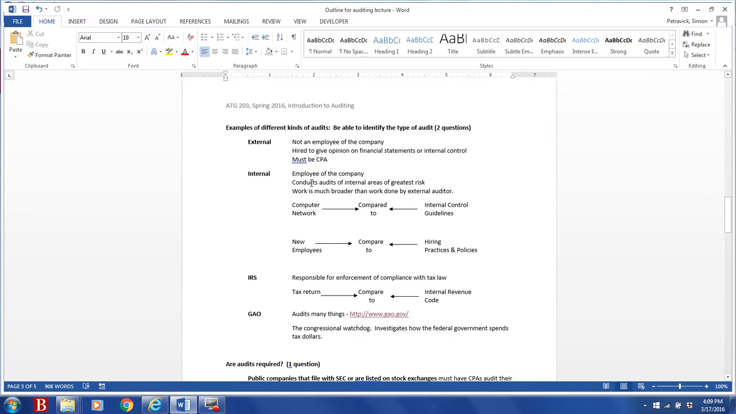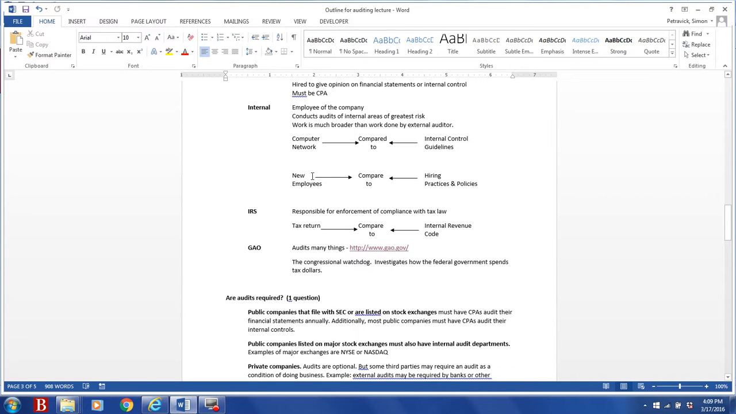The second broad group of auditors we often hear about are known as internal auditors. These people are employees of the company, and their work, I'm going to highlight this, is much broader than the work done by an external auditor.